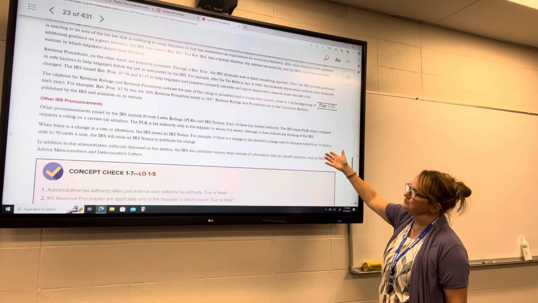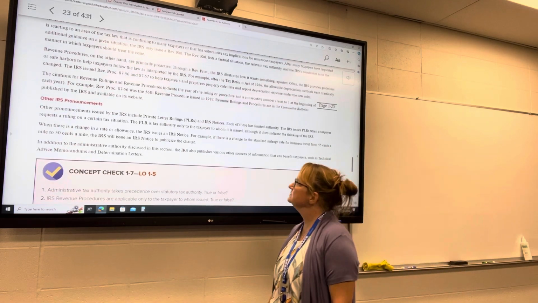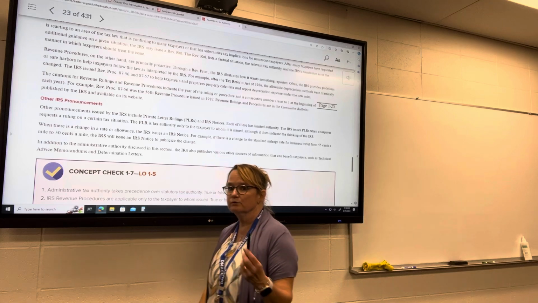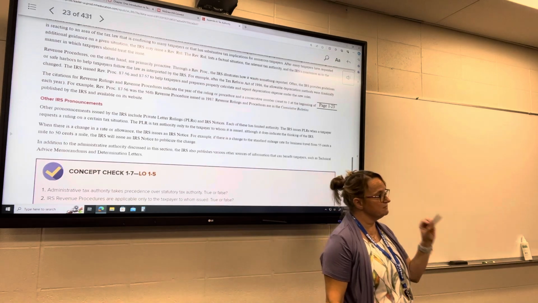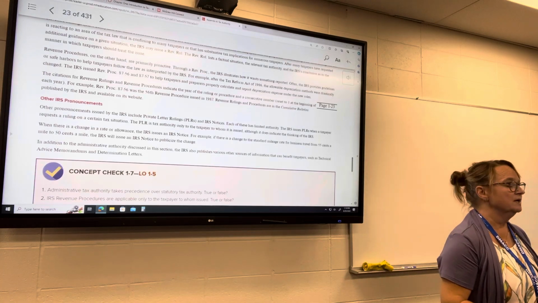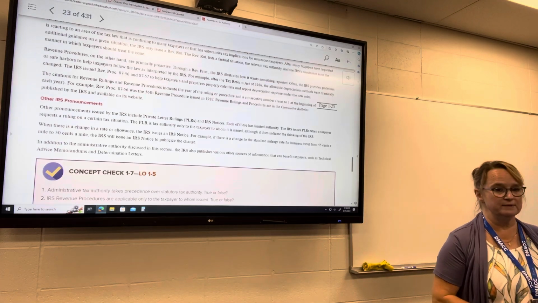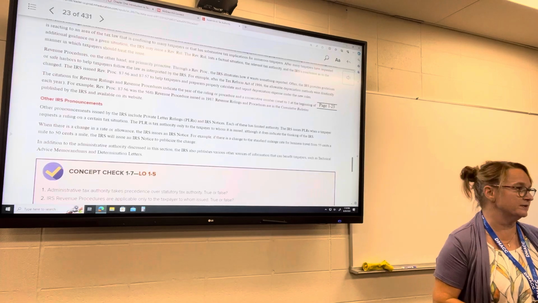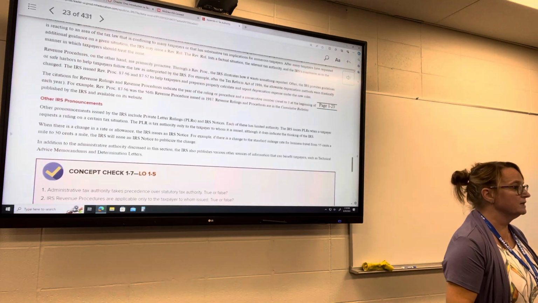They've got other pronouncements. Private letter rulings are rulings that they issue to specific taxpayers. A taxpayer has written to the IRS and they want a determination from the IRS before they take a position so that they know that it will be acceptable.